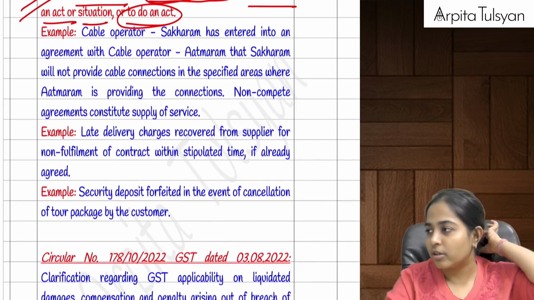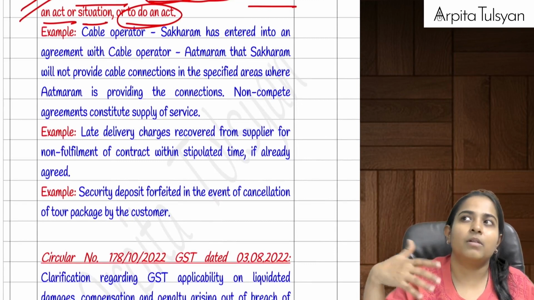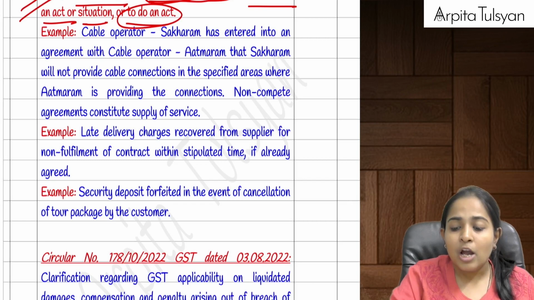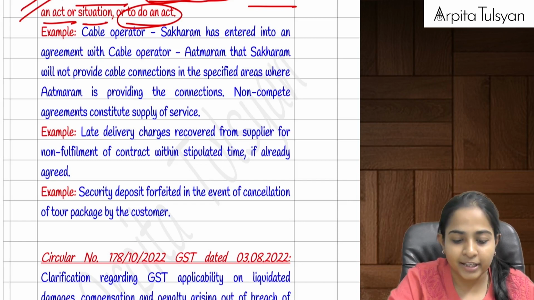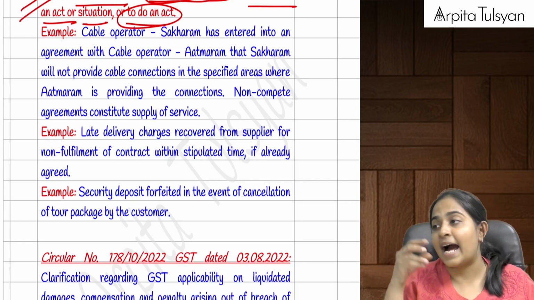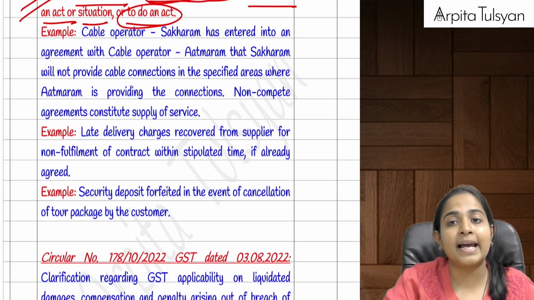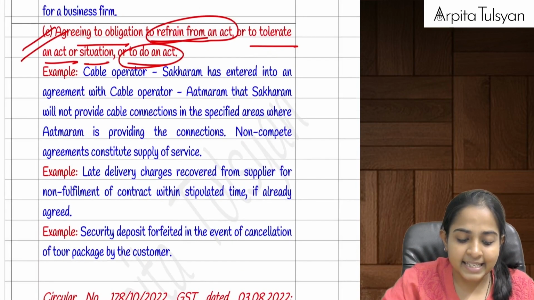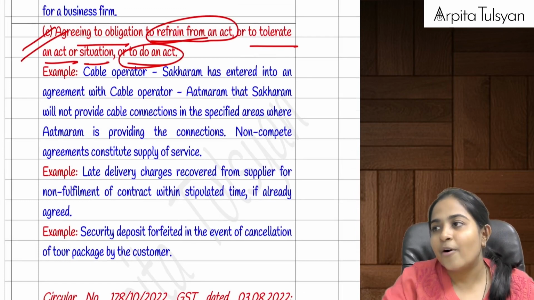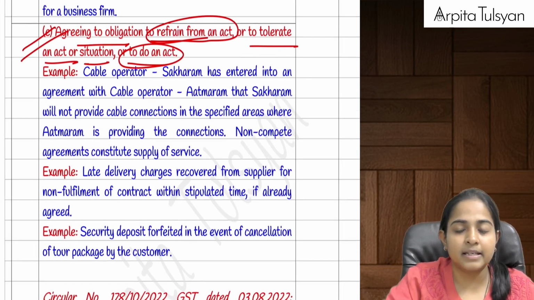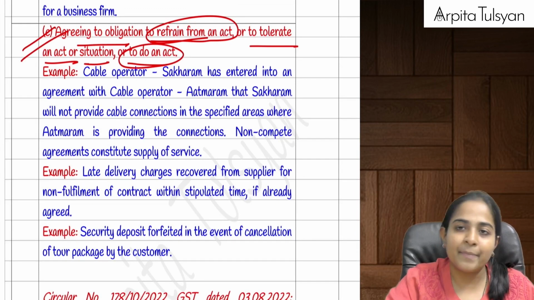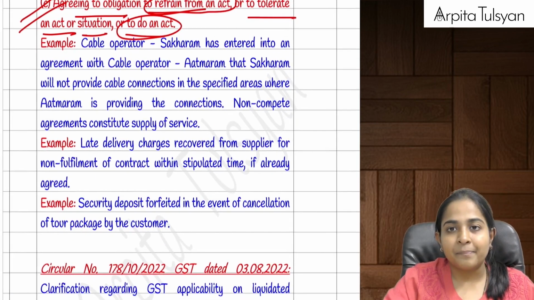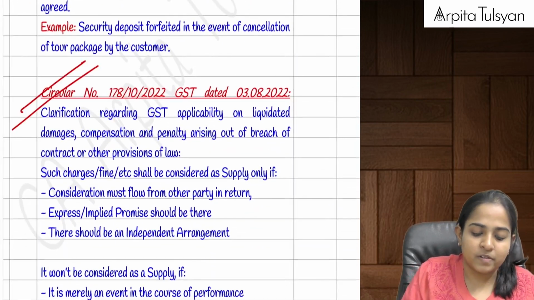One example. You must have heard about something like a monopoly. Let's say there are two internet service providers in a particular area, and this area is mine. I tell the internet service provider, I'll pay you 10 lakh rupees, but you cannot provide services to my area's customers. Can he say he is refraining from an act? He is refraining from selling this thing. So in that case, whatever consideration I pay him, GST will be applicable on that. But yes, there was a circular in this regard.